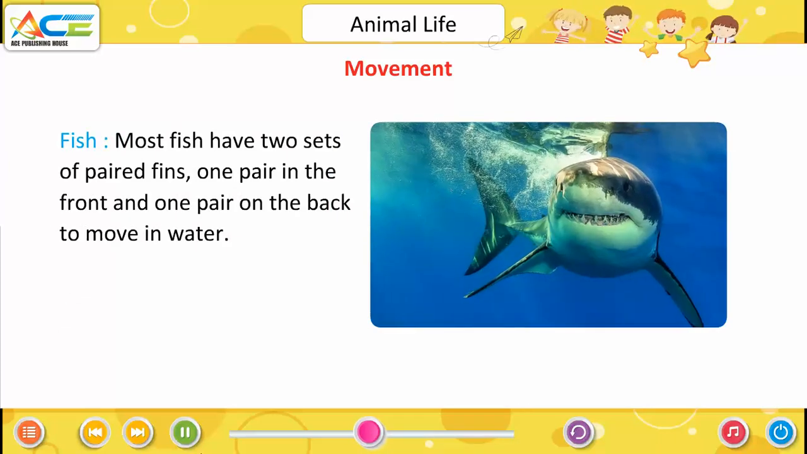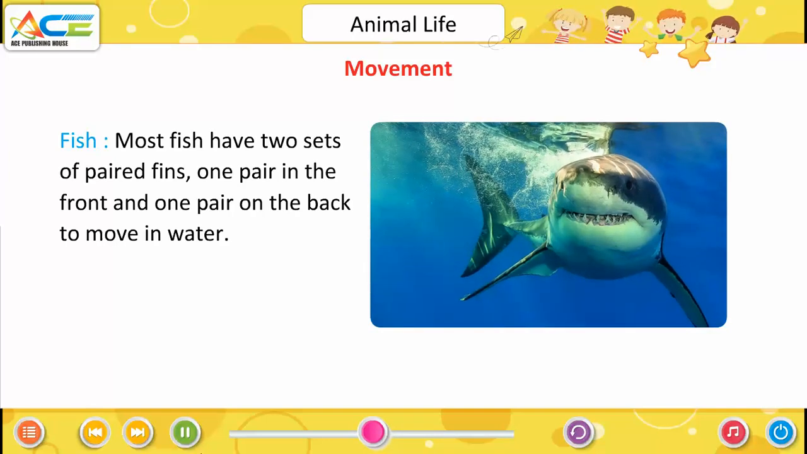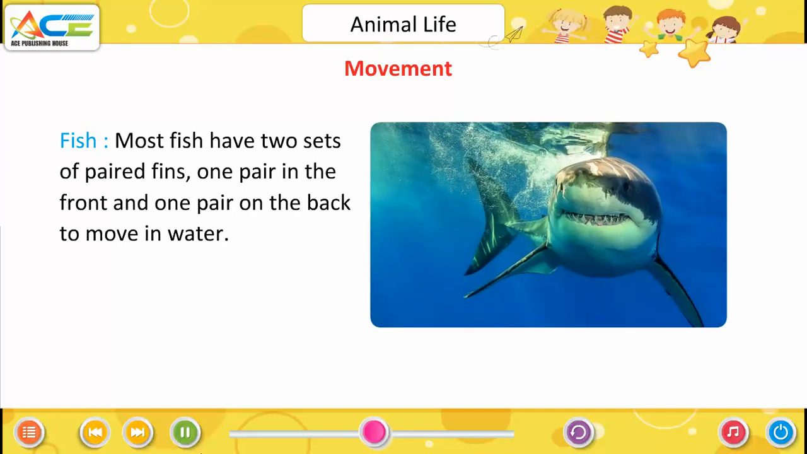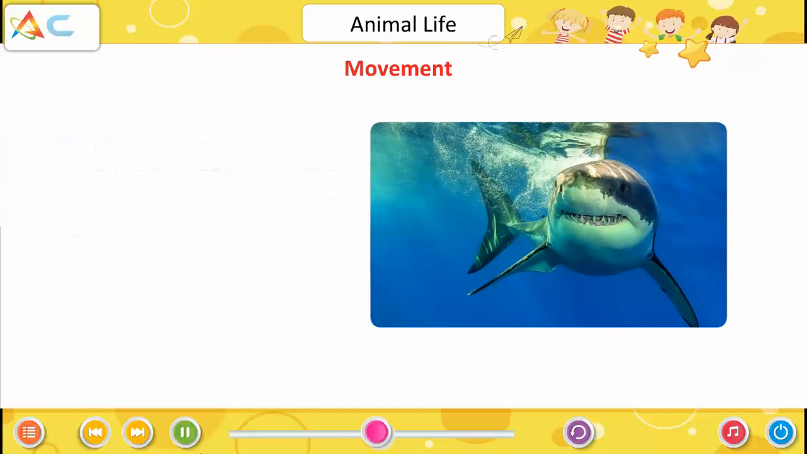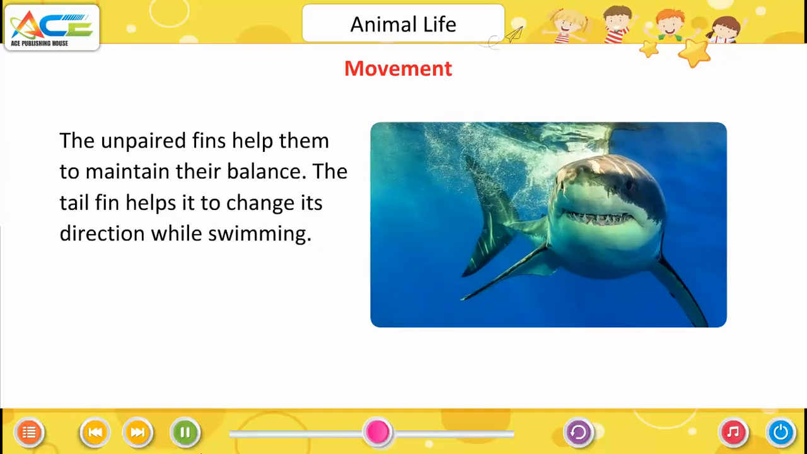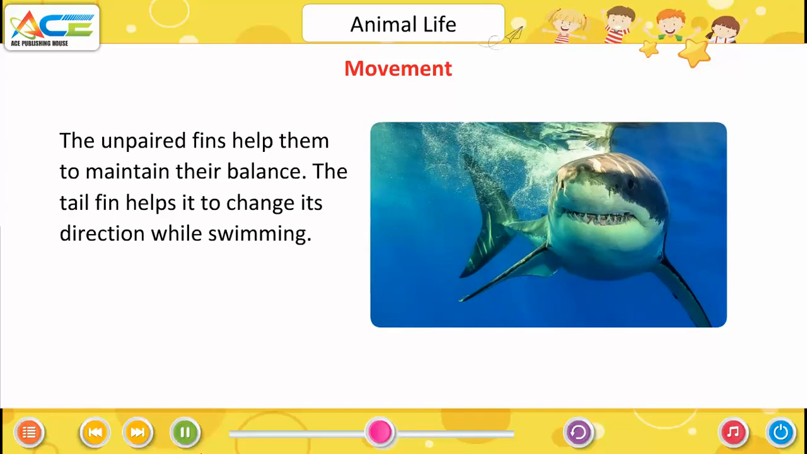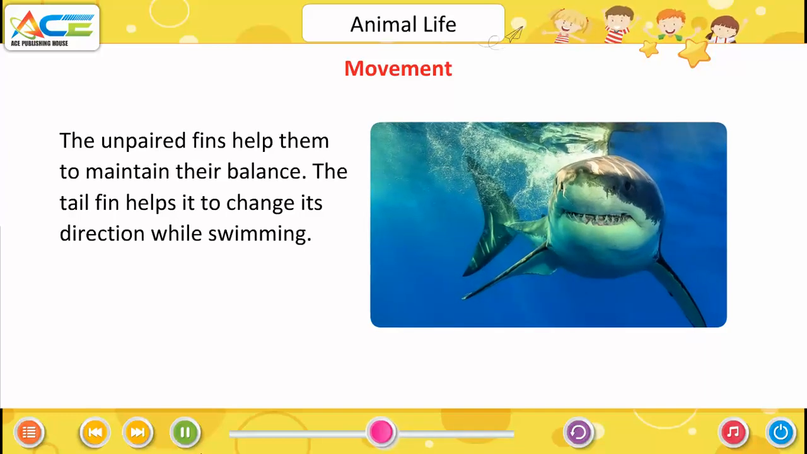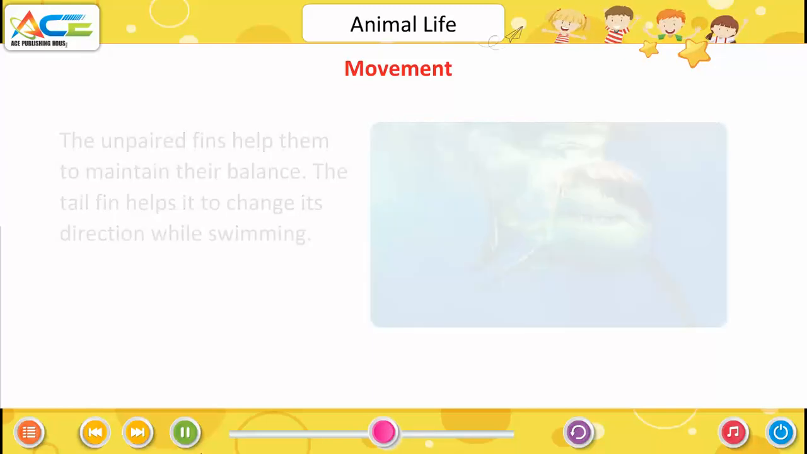Fish. Most fish have 2 sets of paired fins, one pair in the front and one pair on the back to move in water. The unpaired fins help them to maintain their balance. The tail fin helps it to change its direction while swimming.